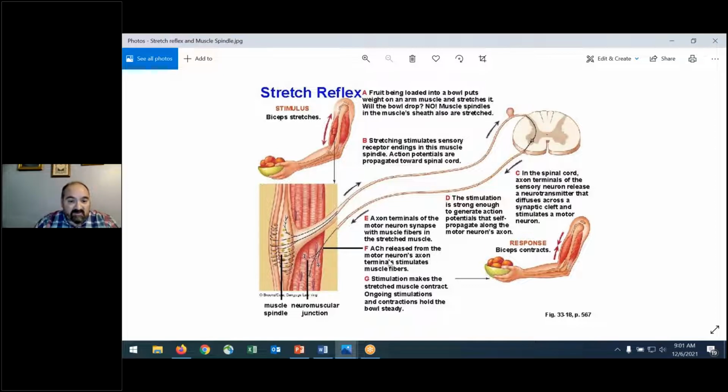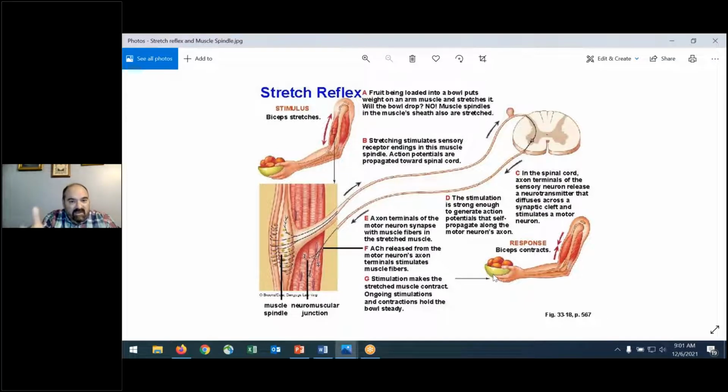Acetylcholine is released from the motor neuron's axon terminals, stimulating muscle fibers, right? Neuromuscular junction, right? The NMJ. The stimulation makes the stretched muscle contract. Ongoing stimulations and contractions hold the bowl steady, so that this way it's not like, oh, it just drops, right?